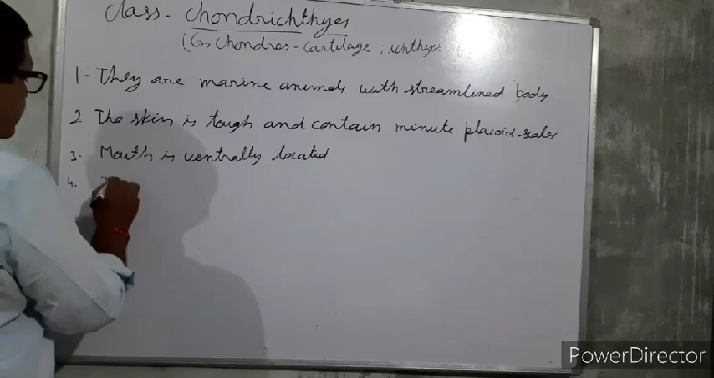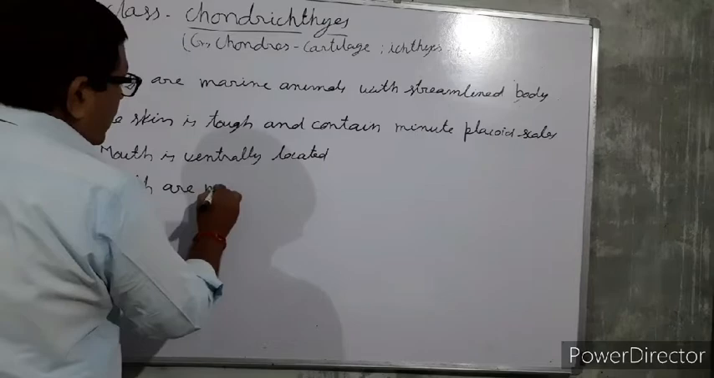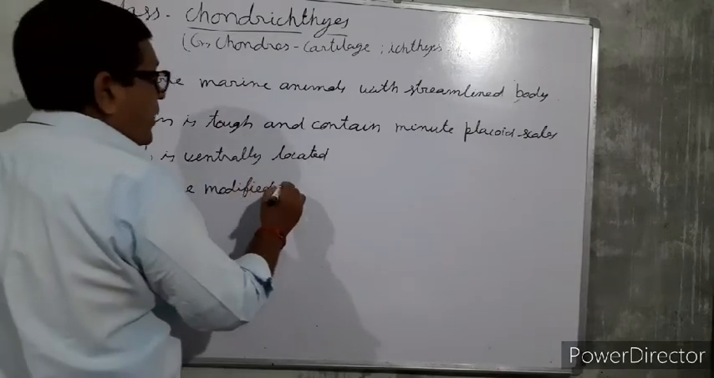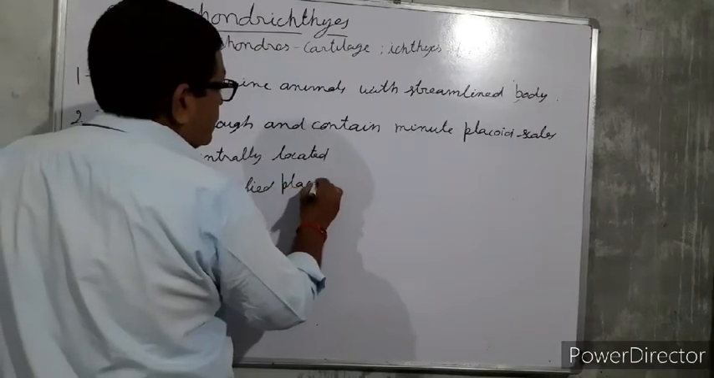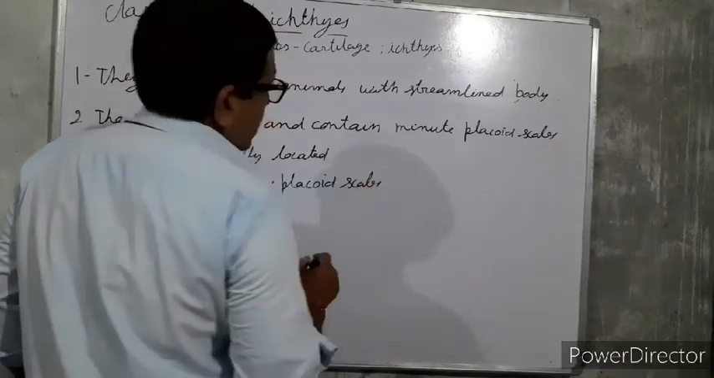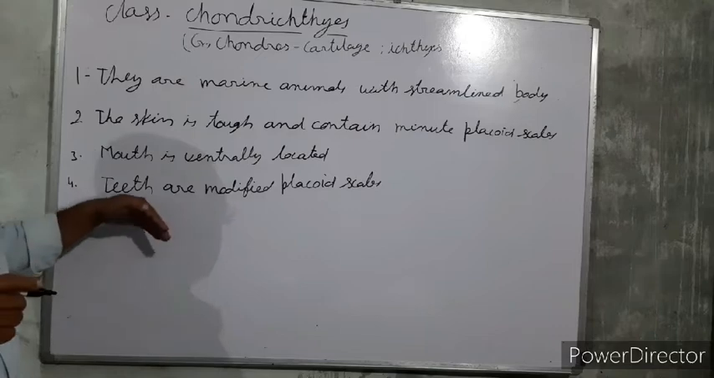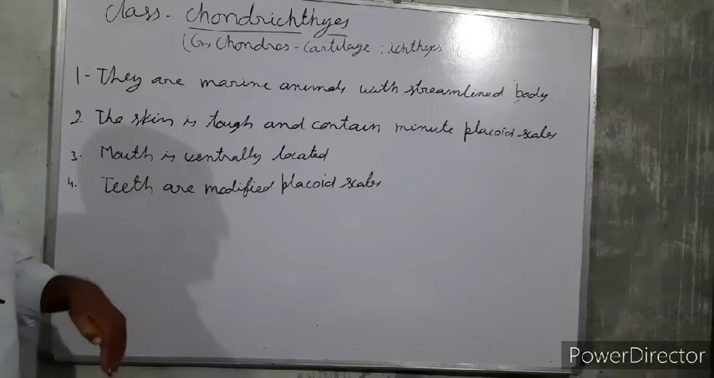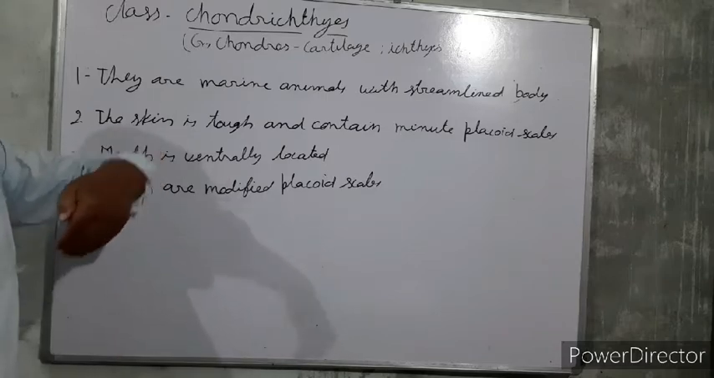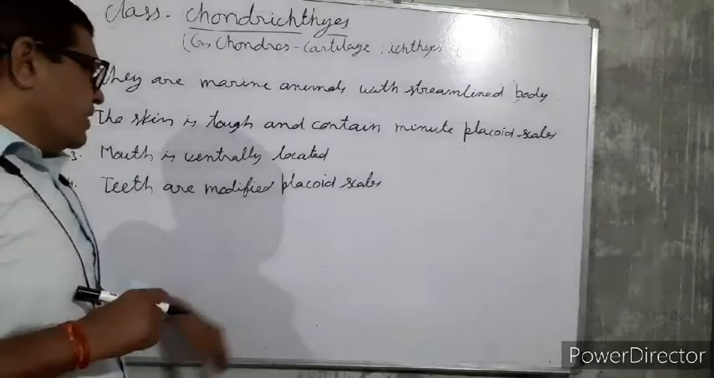The teeth. Teeth are modified placoid scales and directed in the inward direction. So the teeth are modified scales.